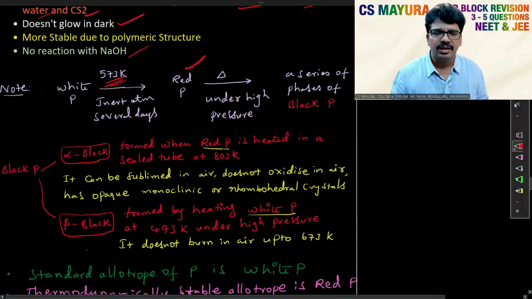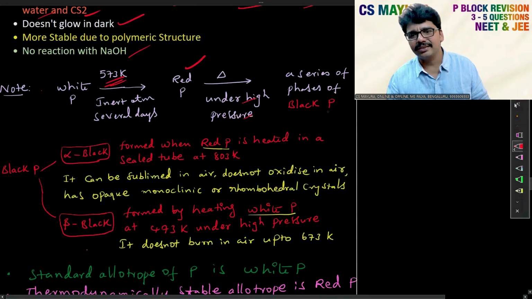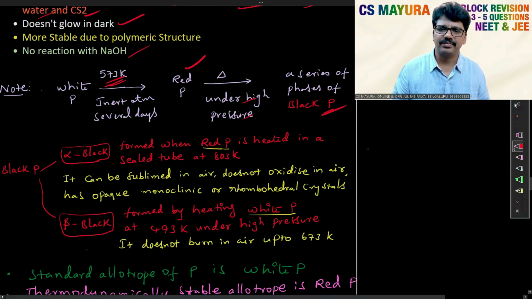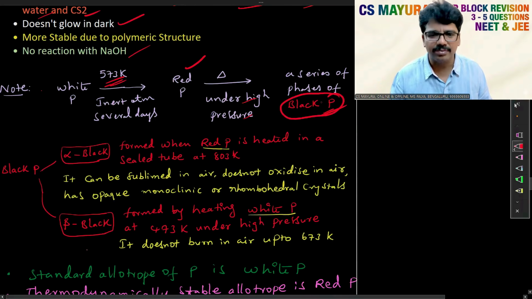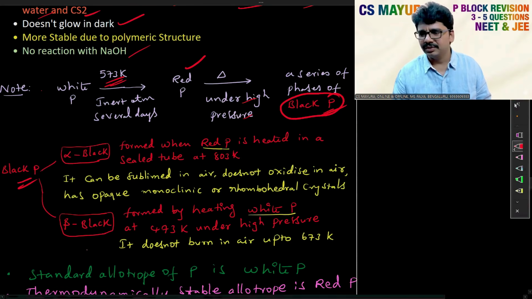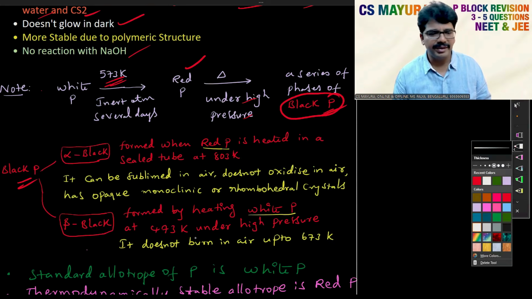Perfect. When red phosphorus is heated under high pressure, a series of phases of black phosphorus is formed. So black phosphorus is formed, right? Here we have two black phosphorus: one is alpha black and another one is beta black.